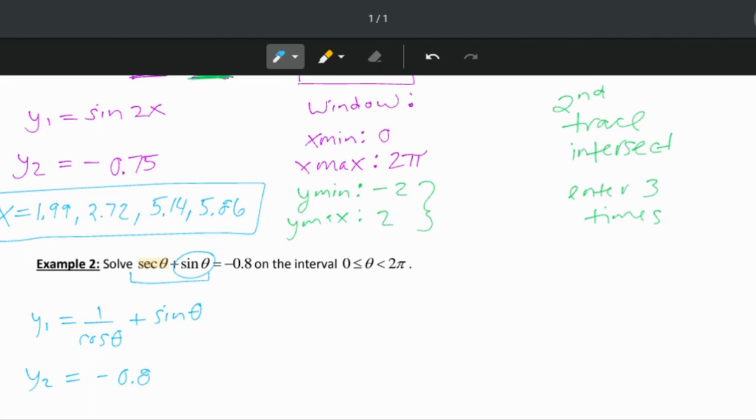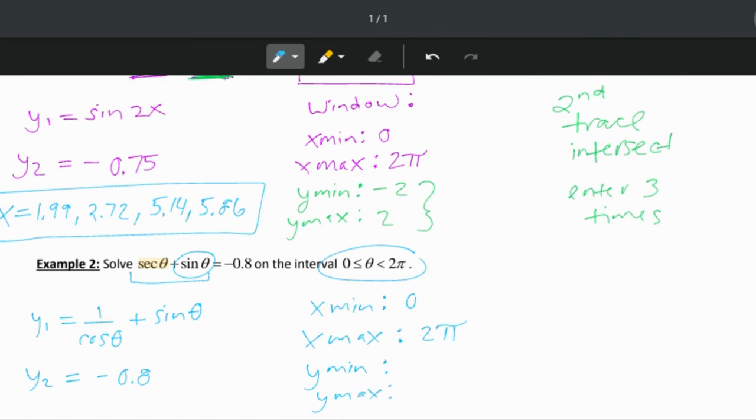All right, again, we have to set our window. From 0 to 2 pi. So again, our x min is going to be 0. Our x max is going to be 2 pi, which our calculator should already be set that way. And then I'm not really sure for the y min and max. We might just have to play with that for now.